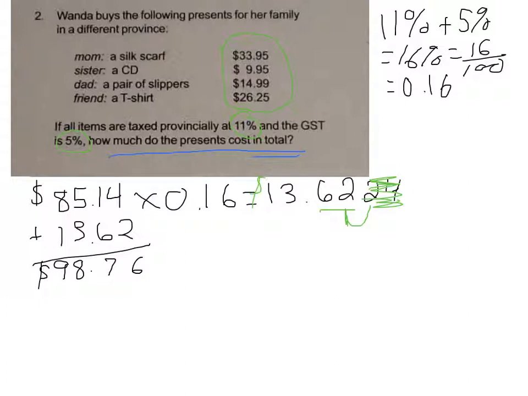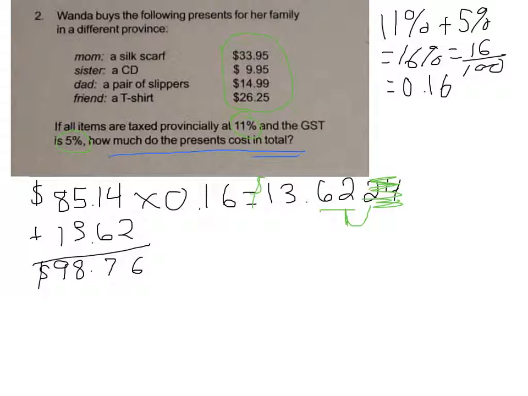First of all, let's check the reasonableness. I've ballparked that I've got about $85 for my cost. My tax rate is 16%. So that means I'm going to go 10%, which is about $8, plus another 6%, so another half of that. So it should be 8 plus half of 8, which is 4. So it's going to be at least $12 for my tax. That's 13. Does 85 and 13 make about 98? Again, they're very, very simple things to do to check that your answer is about the same.